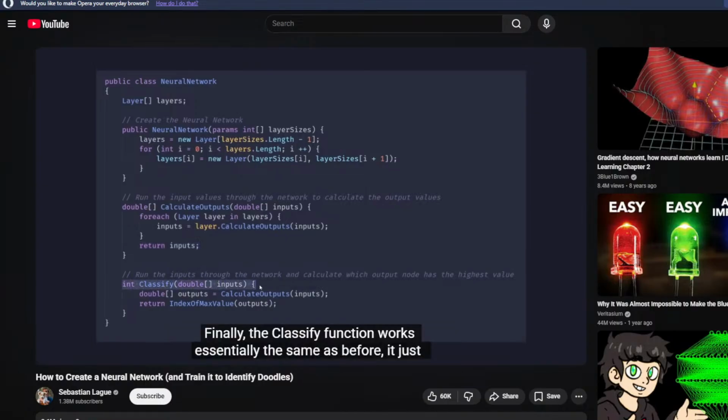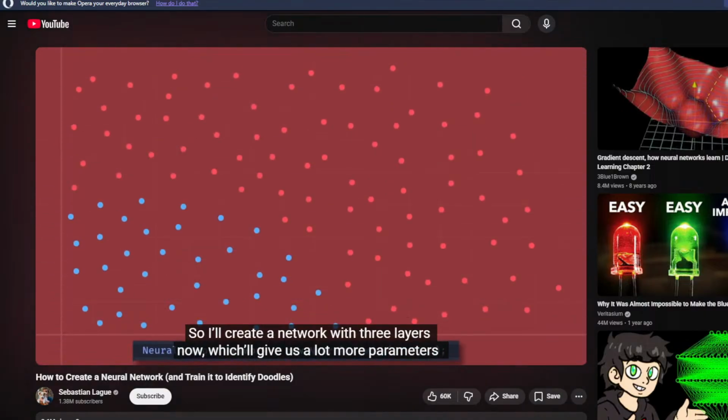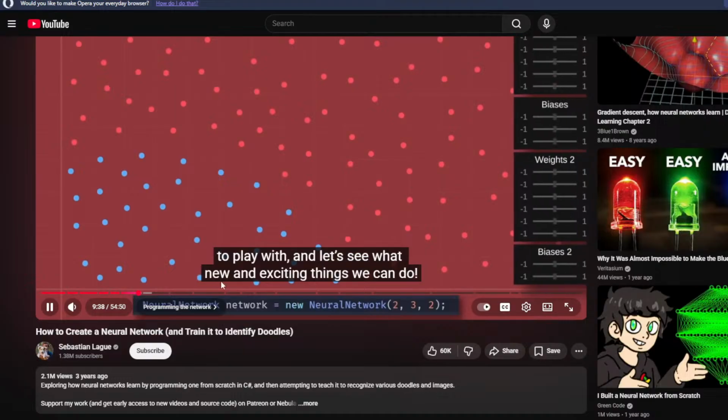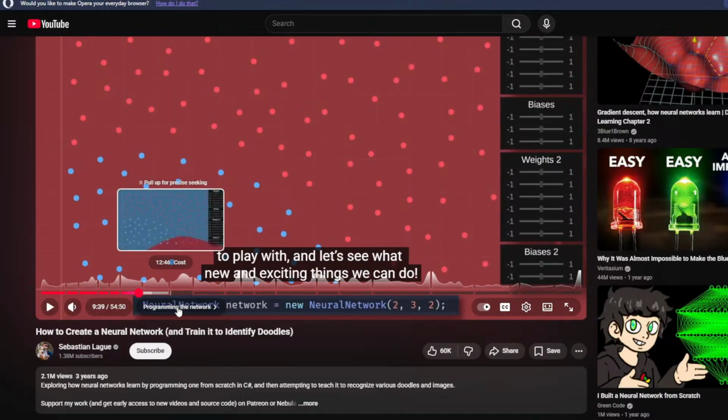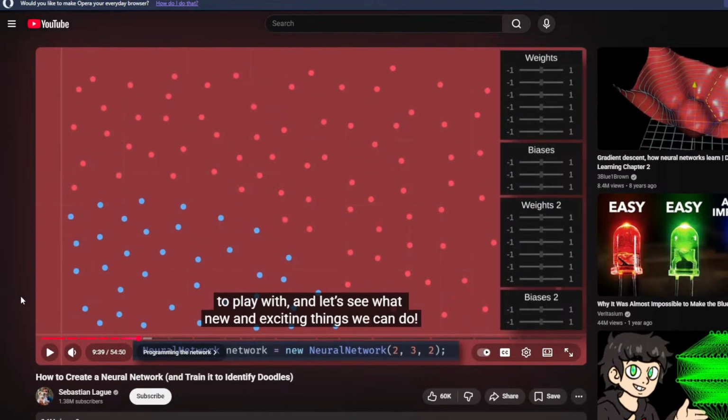Finally, the classify function works essentially the same as before. It just calculates the output values and returns the index of whichever value is largest, which is the prediction classification score. So I'll create a network with 3 layers now, which will give us a lot more parameters to play with. Let's see what new and exciting things we can do.